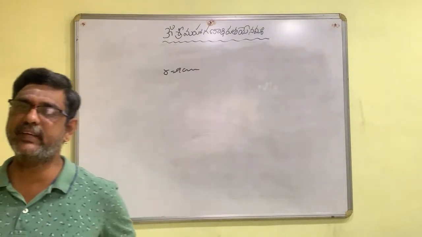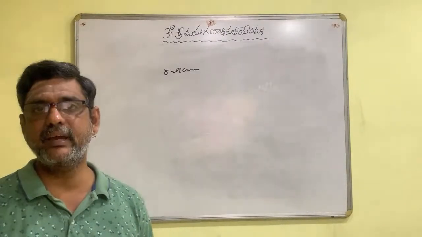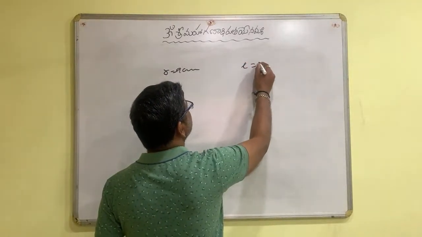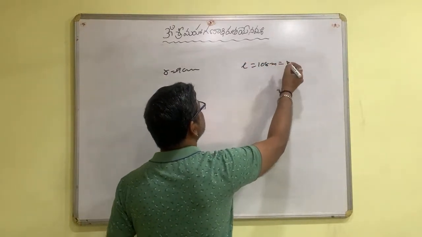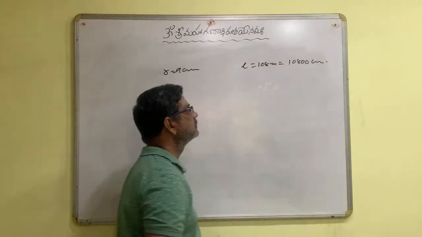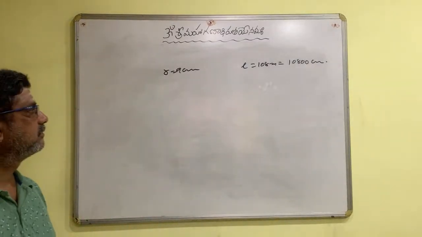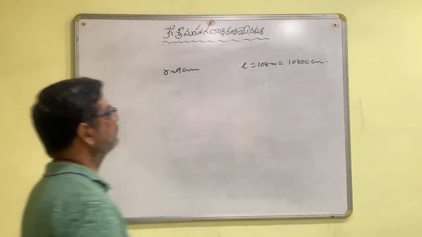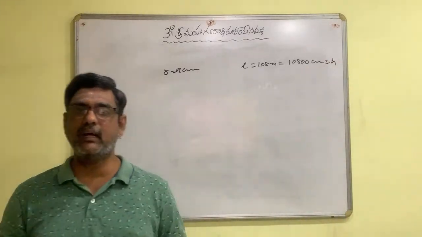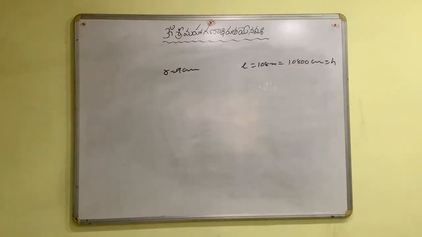So wire means we have to consider it as a cylinder. So length of the wire is given as 108 meters, which is 10800 centimeters. Length of the wire we can treat as height of the cylinder, and we need to find out radius.